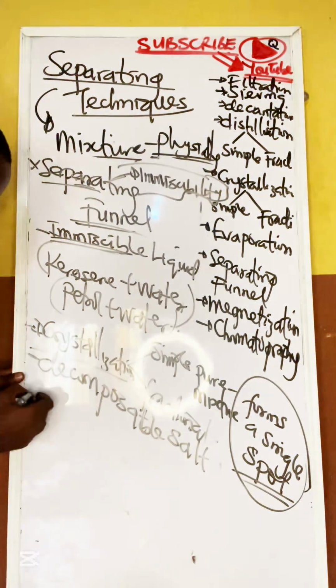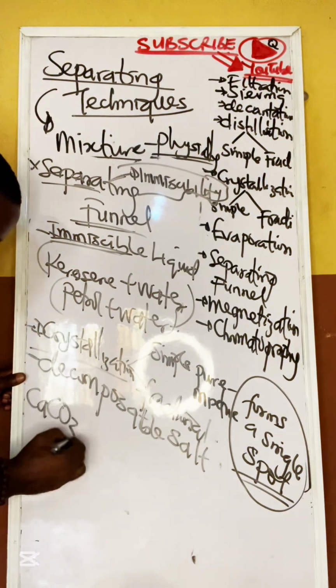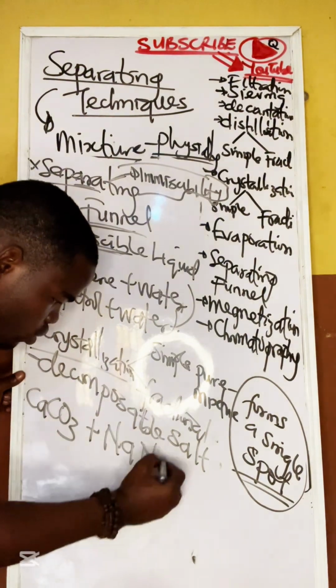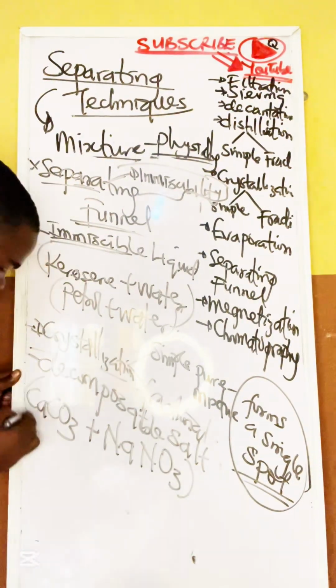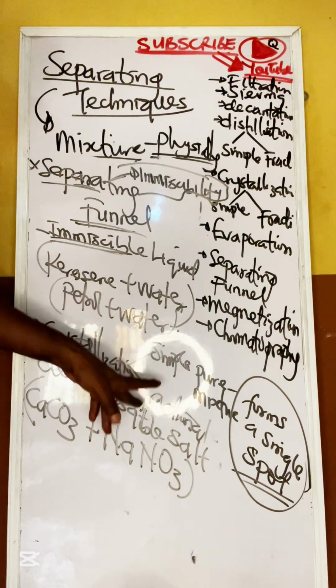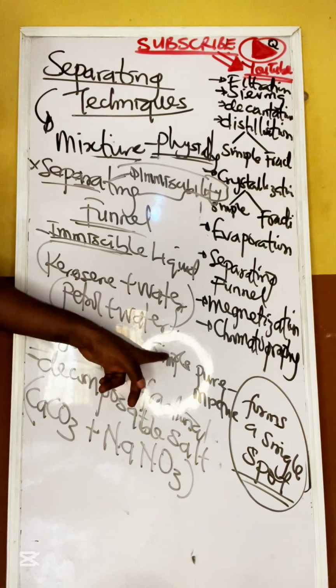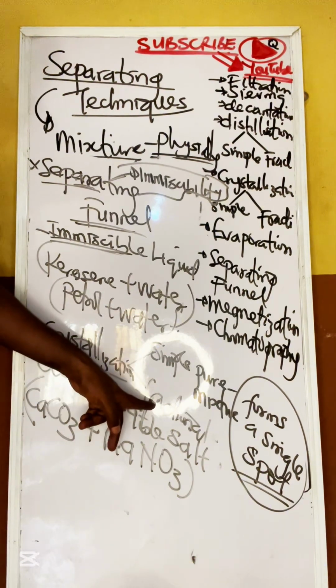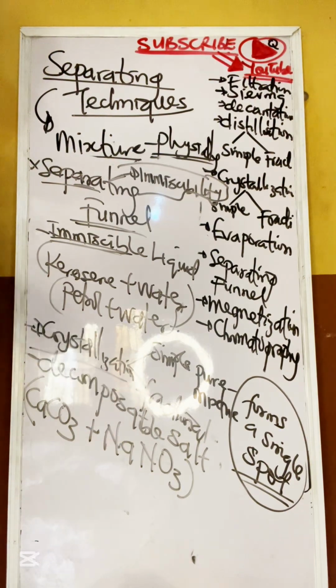What are they? For instance, CaCO3 is decomposable. NaNO3 is a decomposable salt. So this kind of salt, you cannot use evaporation to separate. You want to use crystallization. And it is also based on whether the boiling points are close or wide. If it is wide, we use simple crystallization. If the boiling point is low or close, we use fractional.